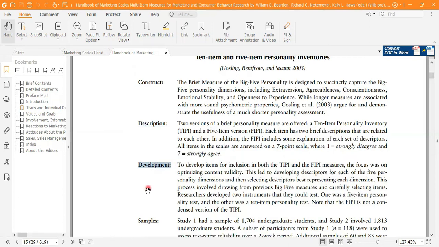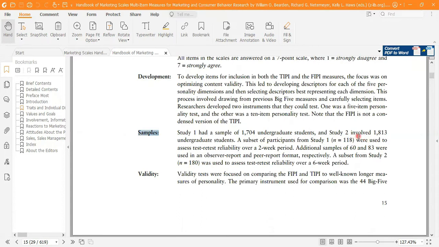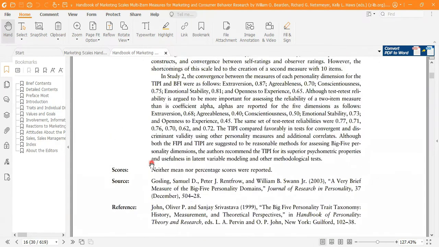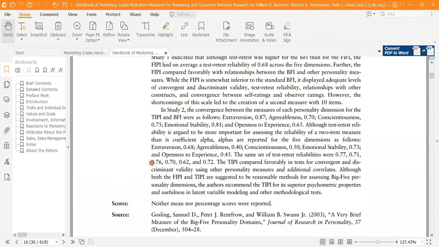Okay, study 2 involved 1813 undergraduate students, and the validity is also there: how the validity was checked. So this whole section provides some explanation about how the validity of this instrument was checked in study number 1 and in study number 2.